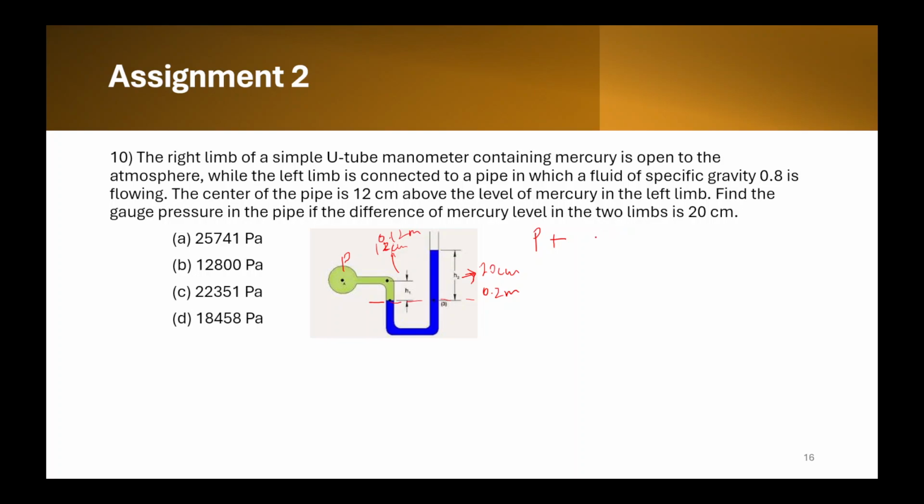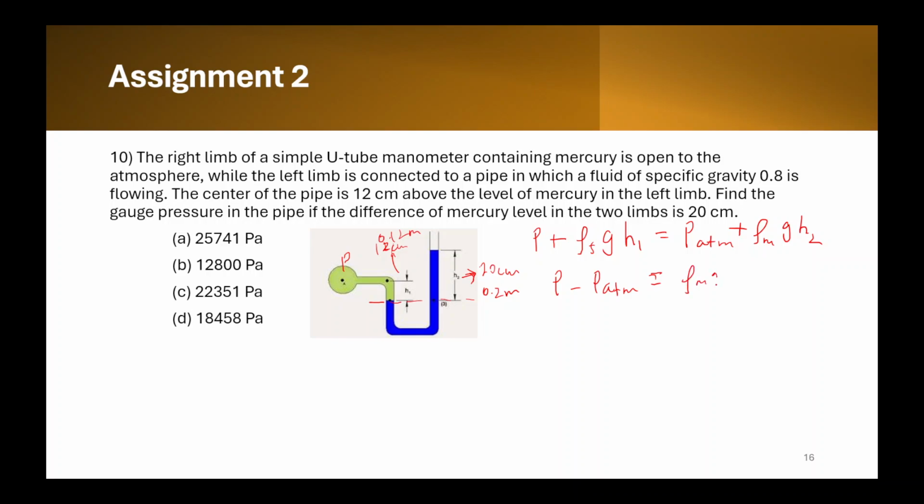So P plus rho of fluid into g into h1 is equal to P atmosphere, because this is open to atmosphere, plus rho of mercury into g into h2. So we need to find out the gauge pressure. That will be equal to P minus P atm, because this is open to atmosphere. So P minus P atm will give us the gauge pressure.